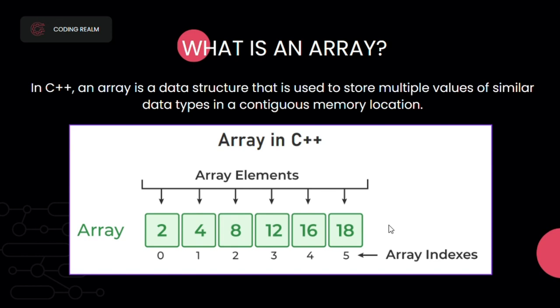All values have an index here. The index starts with 0 and it ends with 5. And this is the array element. Each element has a value. An array is a variable that can store multiple values of the same type. Here we have an integer. The elements can be characters, for example, etc.